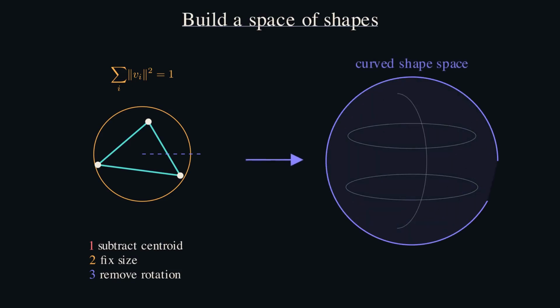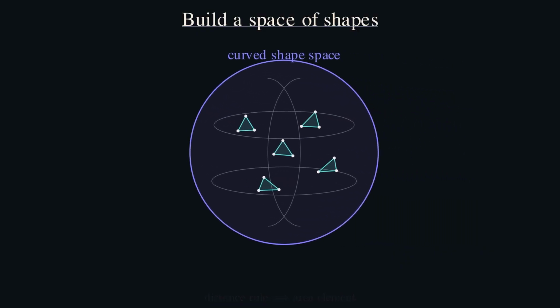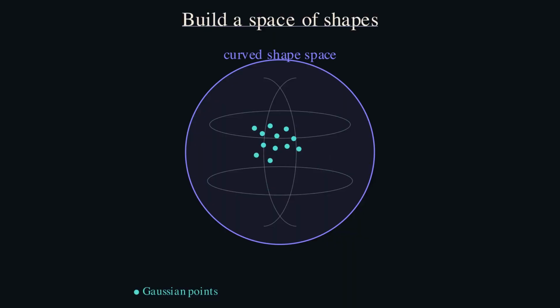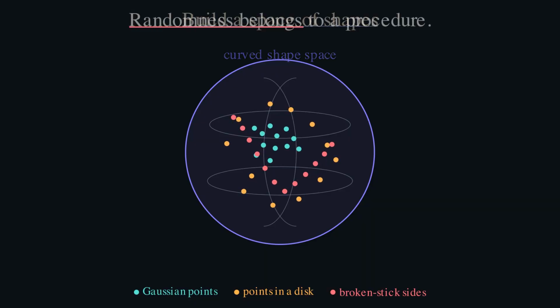Shape statistics often handles this by representing a triangle through its vertices, removing translation, scale, and rotation, and placing the remaining shapes on a curved shape space. But even then, the sampling mechanism matters. 3 Gaussian points in the plane, 3 points in a disk, and 3 broken stick lengths induce different distributions on that space. Randomness belongs to a procedure. It never belonged to the noun triangle by itself.